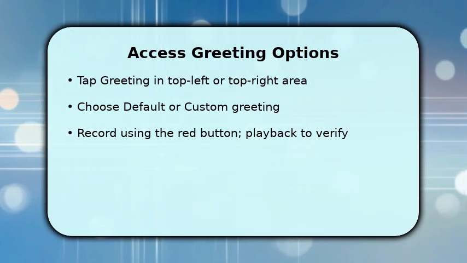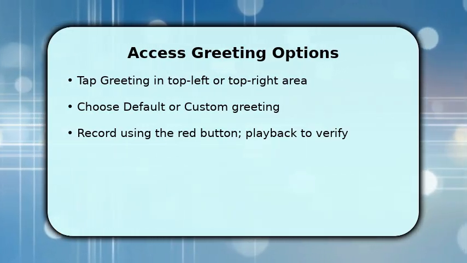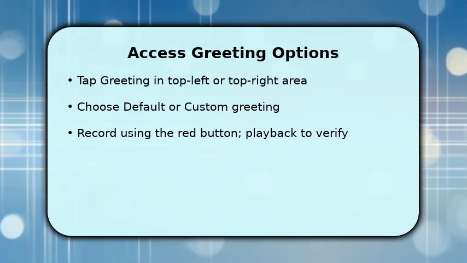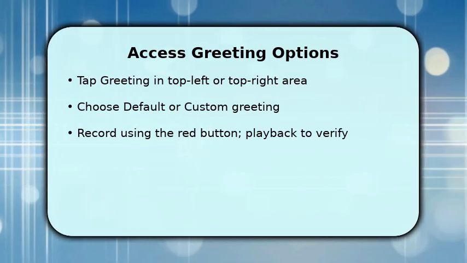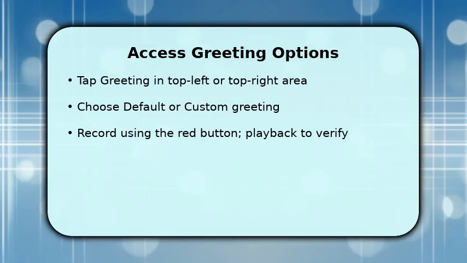Press the red Record button, speak clearly, then hit Stop when finished. Make sure to play back the recording to confirm volume and clarity. If it sounds too soft, record again slightly closer to the mic. Choosing Default restores the carrier message instantly if you want to revert.